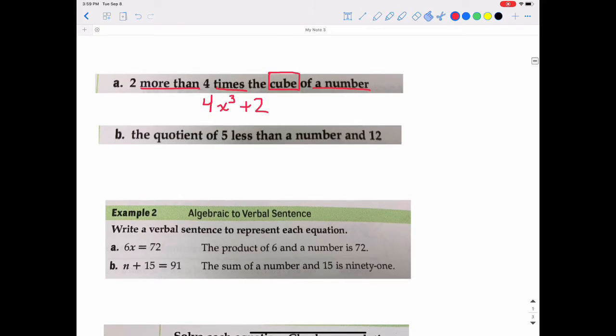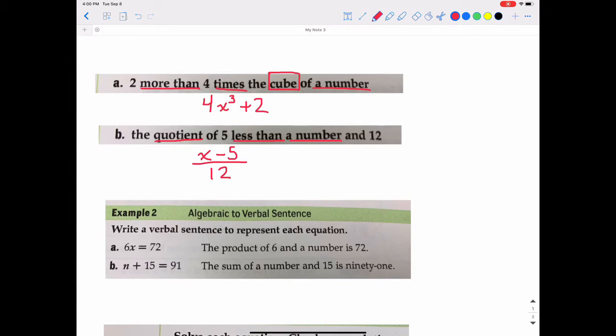Second part of that says to find the quotient of 5 less than a number and 12. So quotient is one of those special words. Quotient is a division answer. There's less than, which means subtraction. There's the phrase a number, and 12. So we do quotients in algebra as fractions. So 5 less than a number would be your variable, and I don't care which variable you pick. I always use x. So x minus 5, divided by 12, like this.